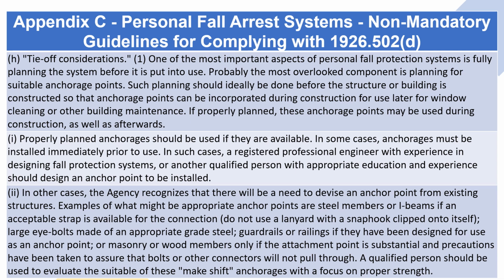If an acceptable strap is available for the connection, do not use a lanyard with a snap hook clipped onto itself. Other options include large I-bolts made of an appropriate grade steel, guardrails or railings if they have been designed for use as an anchor point, or masonry or wood members only if the attachment point is substantial and precautions have been taken to assure that bolts or other connectors will not pull through. A qualified person should be used to evaluate the suitability of these makeshift anchorages with a focus on proper strength.